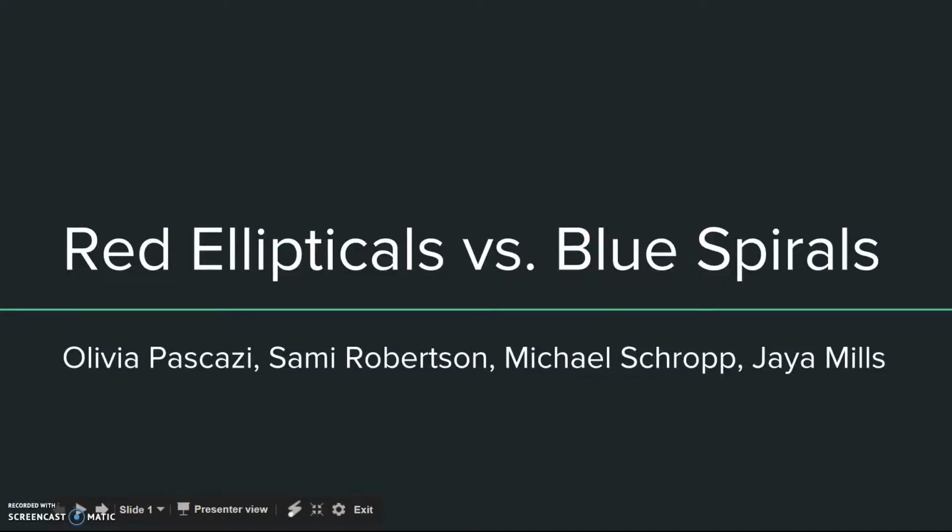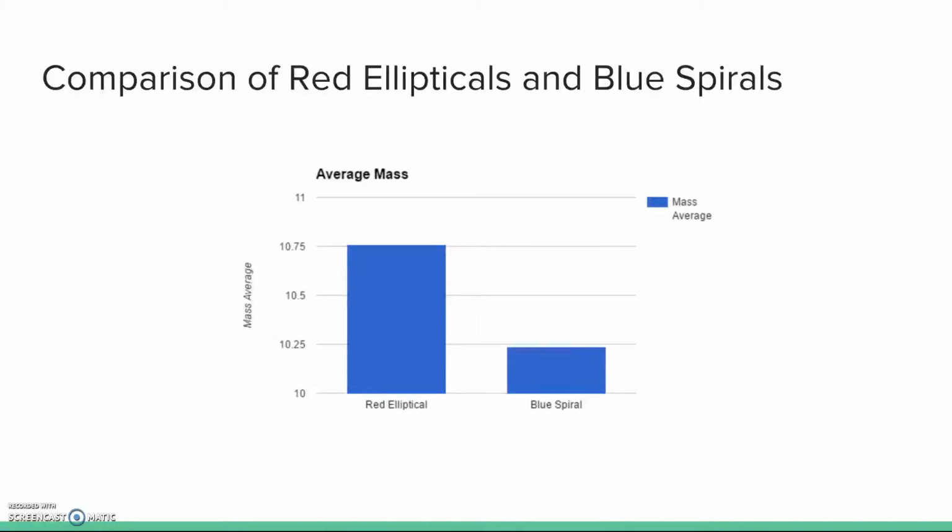Our group did the research project on the comparison of mass and density in red ellipticals and blue spirals. We hypothesized that both the mass and the density of a red elliptical will be greater than that of a blue spiral.